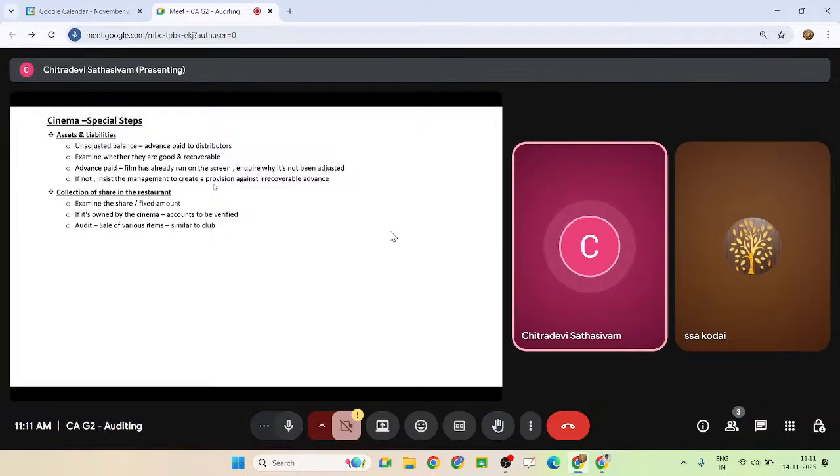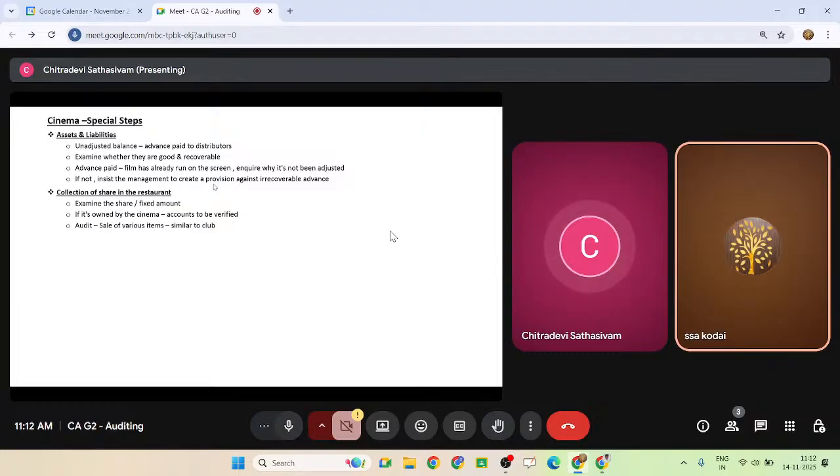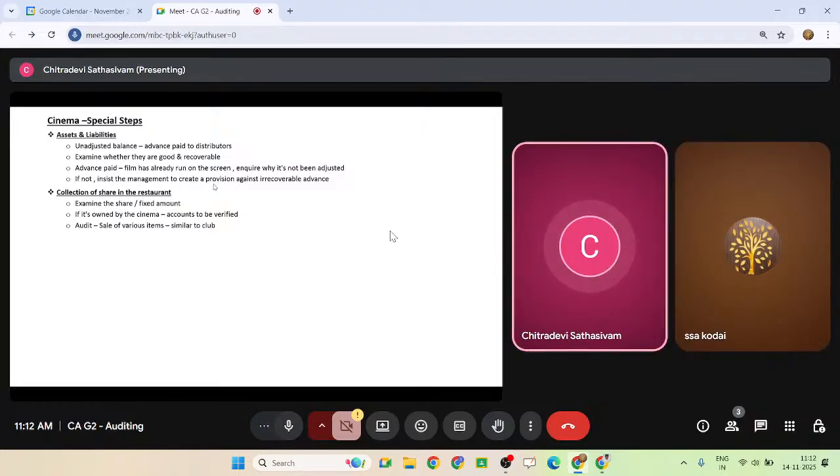Then the cinema theatre owner will say, sir, this movie has been, what to say, a flop, and there is no response from the public. We kept it on the screen, but unfortunately for 2 days, no one turned up. Or even, we are not able to telecast this movie. So what happens is, immediately the amount whatever you paid to the distributors, it is a bad debt. Simple like that.